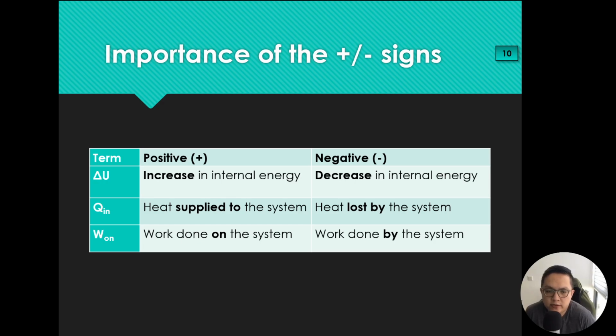If delta U is positive, that means my internal energy has increased. Delta U negative means there's a decrease in internal energy. Q in positive, I supply heat into the system. Q in negative means heat is lost by the system, that means cooling has happened. Then we have work done on positive, that means work is done on the system, and work done on negative means work done by the system. These terms are very, very important. Please bear in mind that you have substituted in the correct direction.